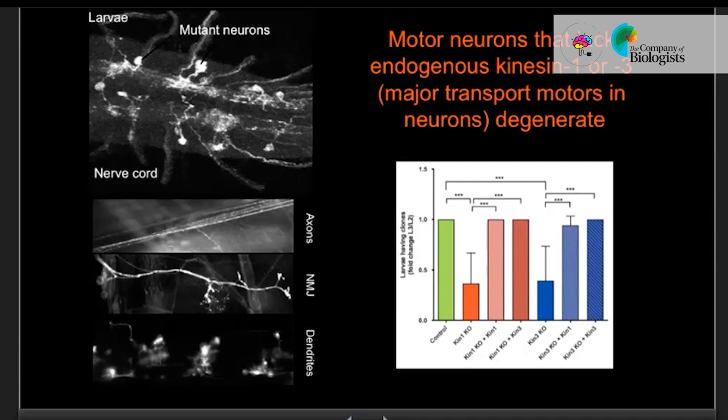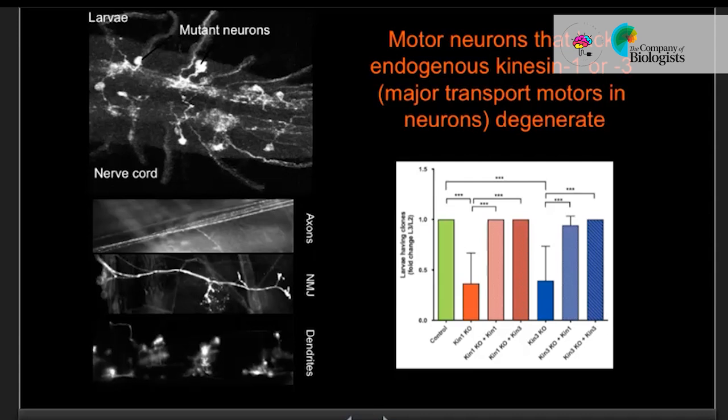You can see the ratio of neurons from L2 to L3. In the control, they're there: whatever L2 larvae had, L3 larvae still had. If you don't have kinesin 1 or you don't have kinesin 3, there is a drop in the number of neurons with this GFP, even though in the same animal they were there before. So they are disappearing; they are degenerating.